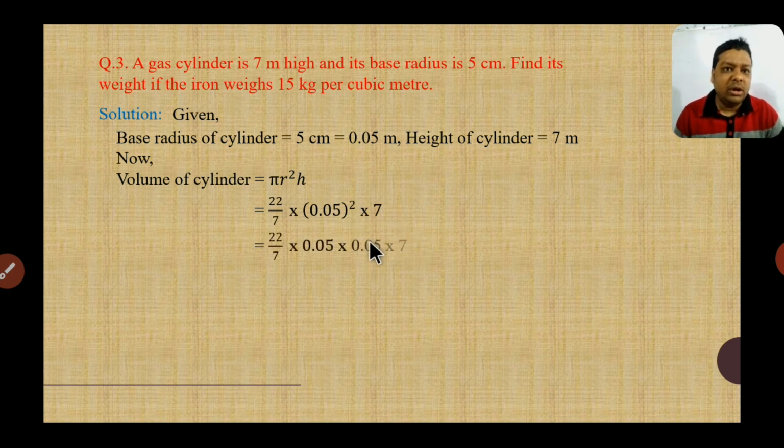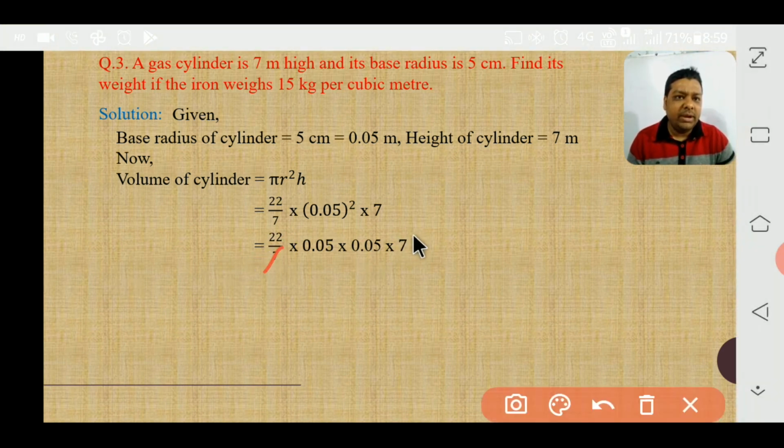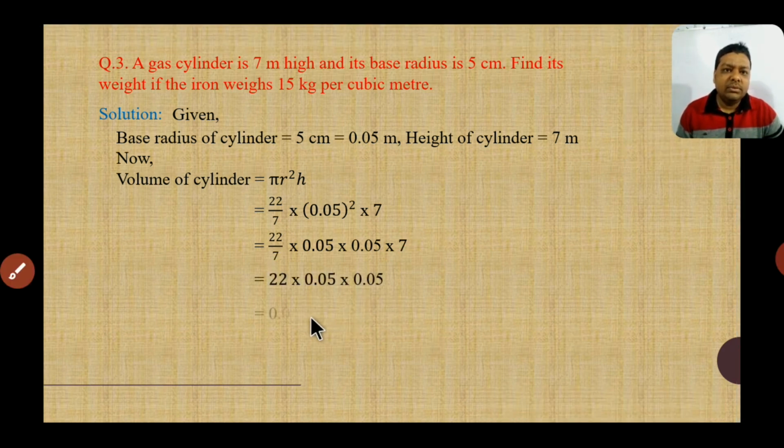So it will be what? 0.05 2 times, and 7 you can cut directly. Okay. Now we have to multiply 5 5 times 25 into 22. It will be 25 10 550 and by 10,000. So it will be what? It will be 0.055 meter cube. It is the volume of the cylinder.